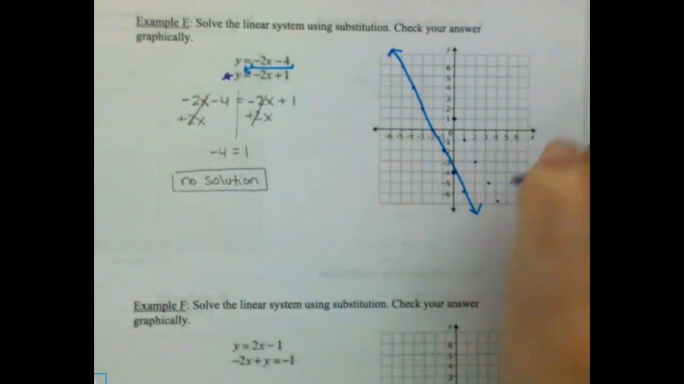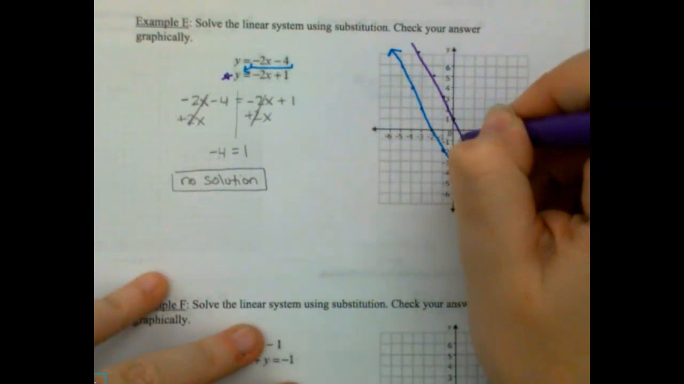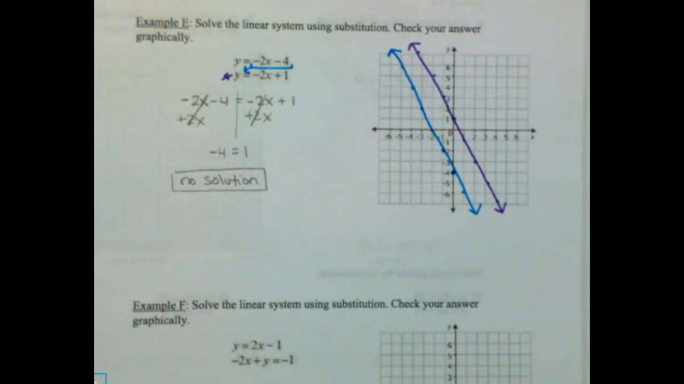And what do we know about lines that have the same slope? They're parallel, and what do we know about parallel lines? They never intersect, so they'll never have a solution if they're a system. So algebraically it looks like this, and graphically a no solution looks like this.